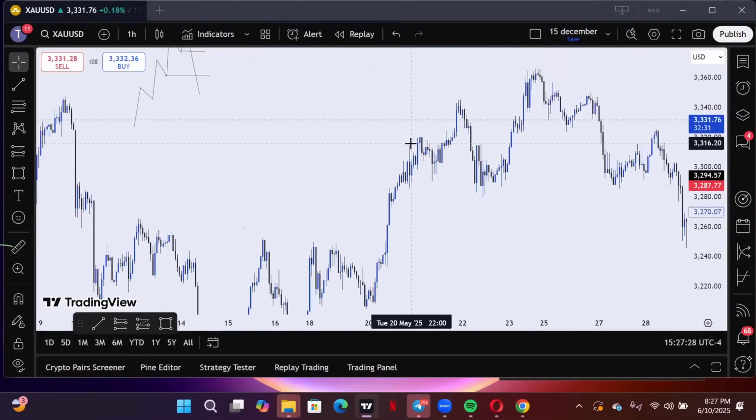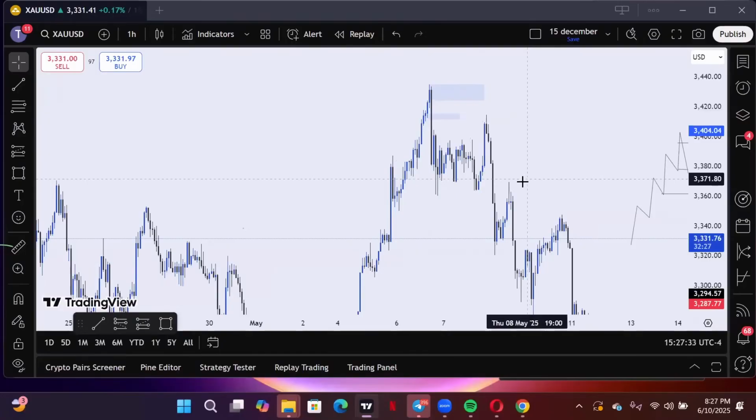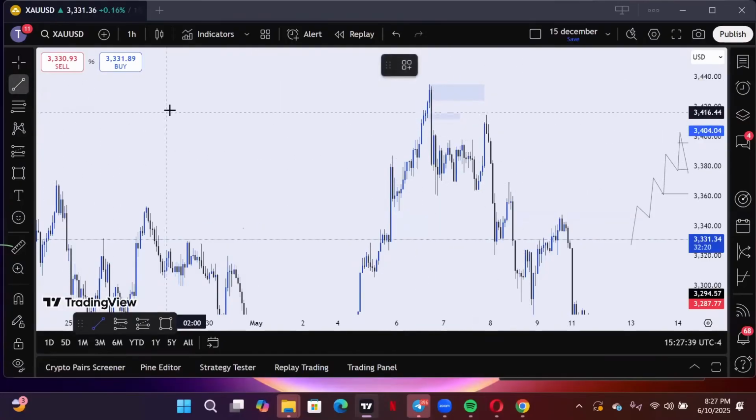Same as in this sell scenario. The market did this market structure shift to the downside here, it closed there, and then the pullback that the market did was when it pulled back up here. That is our inducement.